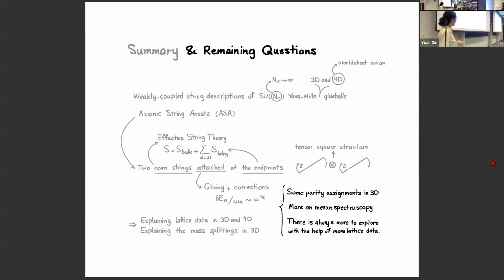I don't have time to talk about meson spectroscopy, especially because this work was focusing on glueballs, not mesons. But in our recent paper, we did a comparison with meson spectrums, but there is more to be done there. And finally, there is always more to explore with the help of more lattice data. Thank you.